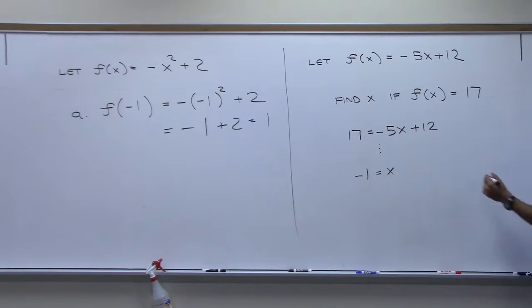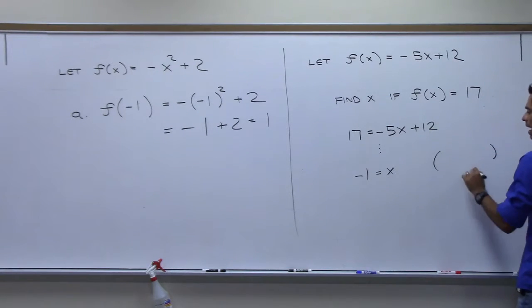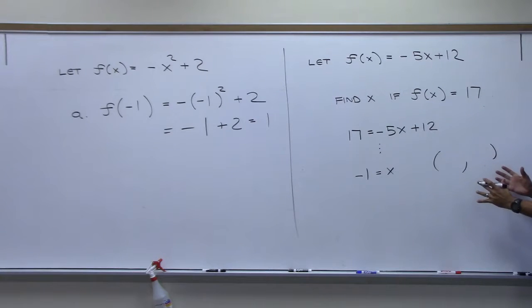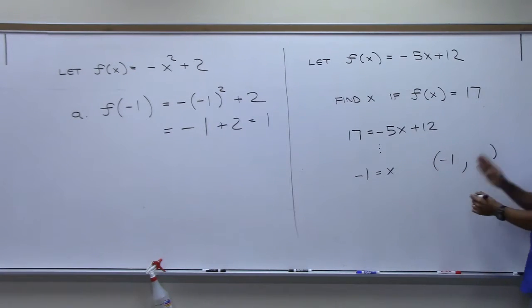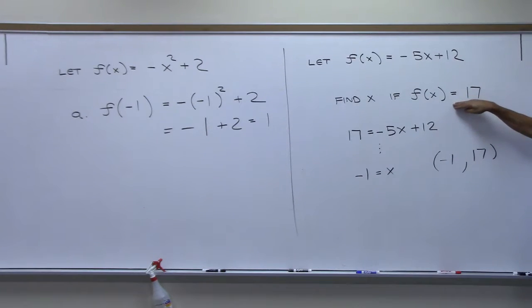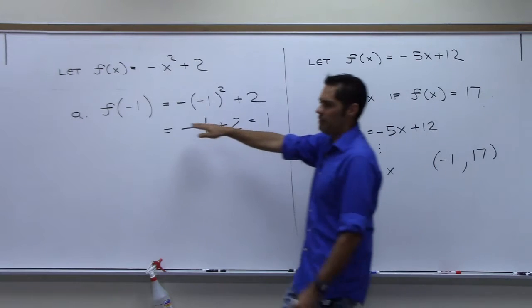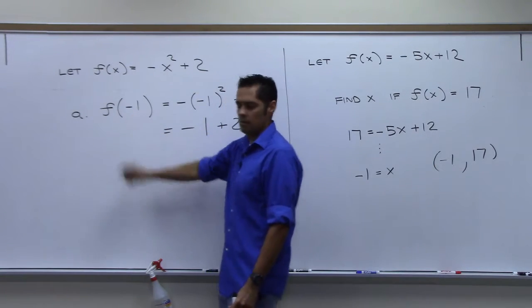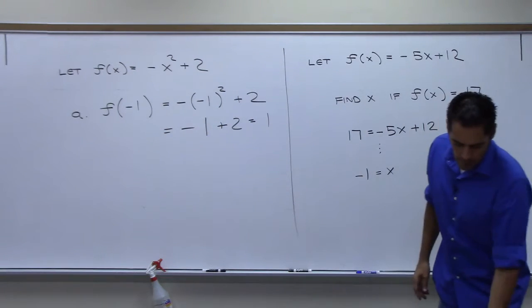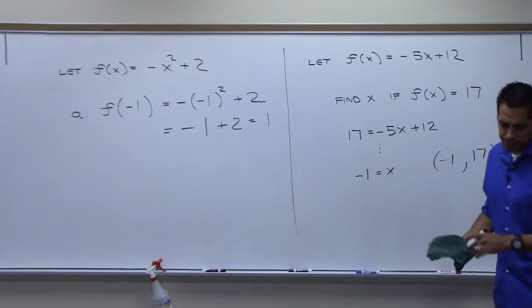So if you look at this as a point on the graph of this thing, what's the input? Negative 1, and what's the output? 17. So do you see the difference in the wording of the problem here compared to like this? I think it's obvious, right, where the number is? Okay. All right.